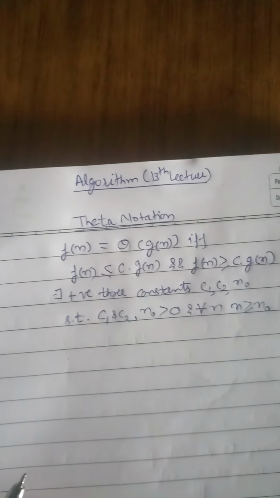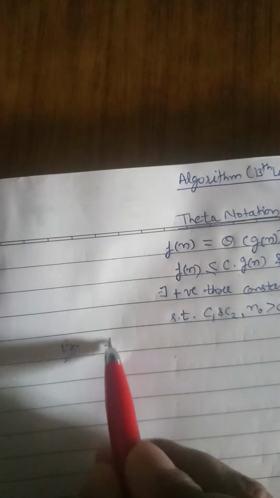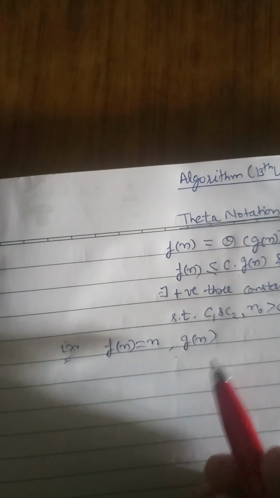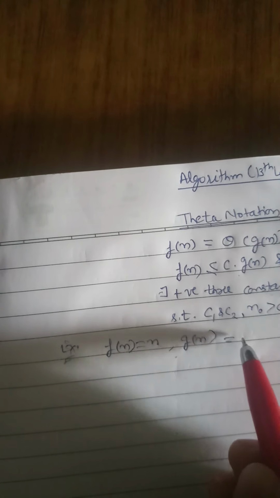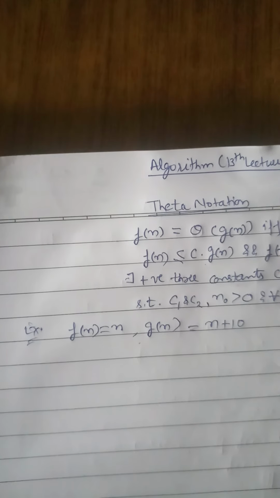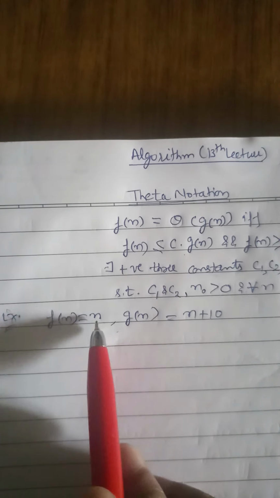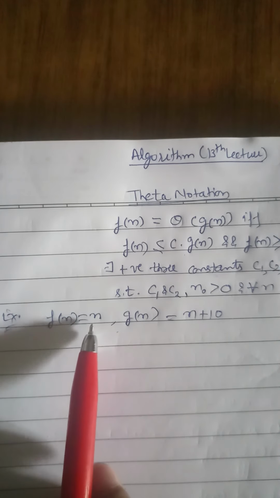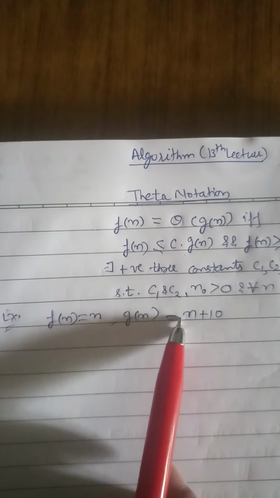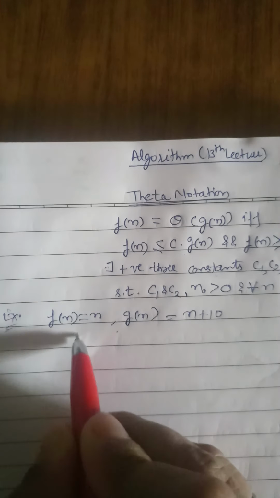So let's understand with an example. Suppose we have f(n) equal to n and g(n) equal to n plus 10. Here we can simply see that mathematically these are not equal, but asymptotically they are equal. How? Let's see.